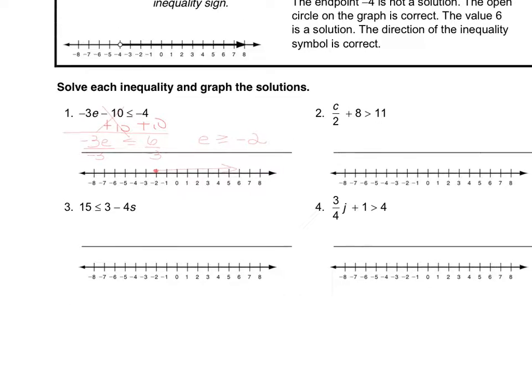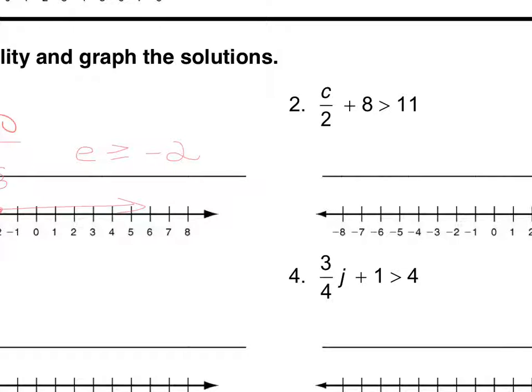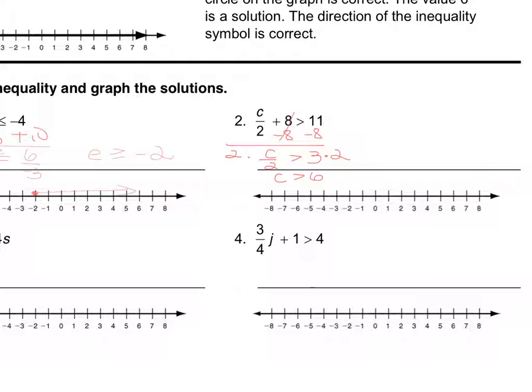Number 2, we're going to use subtraction and multiplication to solve this one. All right, so for this one, I'm going to subtract 8 from both sides first. I'm left with c divided by 2 greater than 3. And now to solve for c, multiply both sides by 2. And I end up with c is greater than 6. When I graph this, open circle on 6, going to the right.